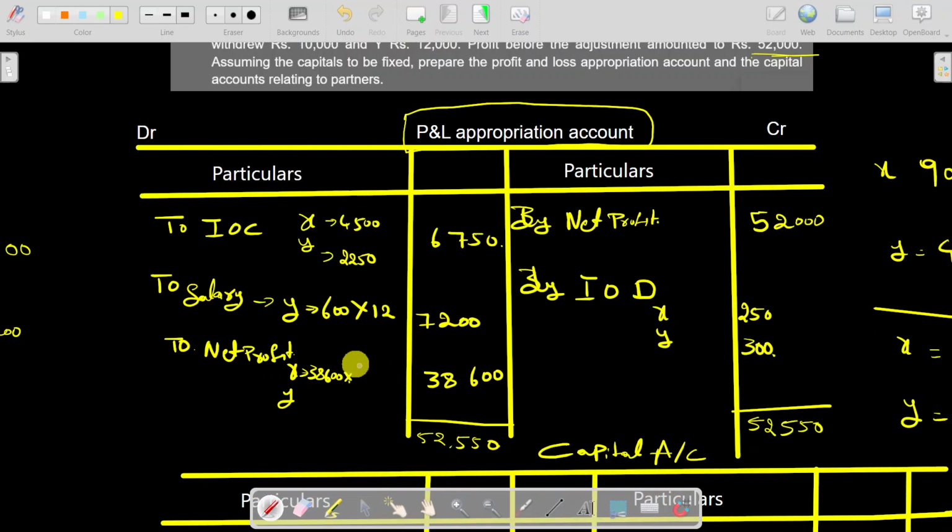So 38,600 into 1 by 2. So X is getting 19,300. Y is getting 19,300. Right.